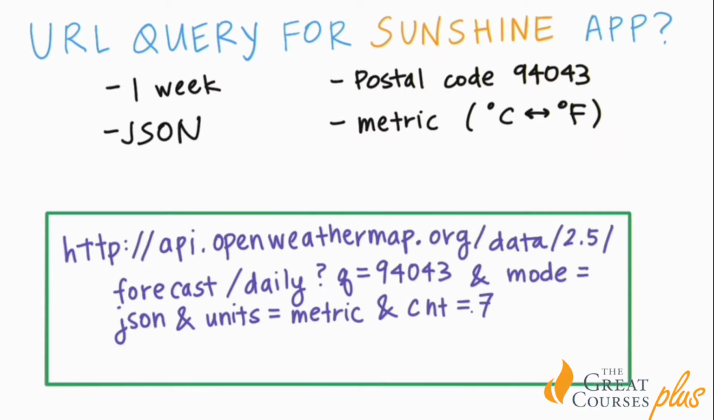For the Mountain View postcode 94043, this is what the query would look like. We set the mode to be JSON format, temperature units to be in metric, and the count param to be 7 days of forecast data. Let's take this URL and use it in our app.